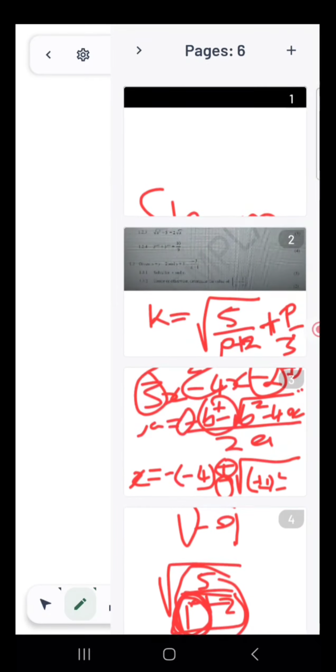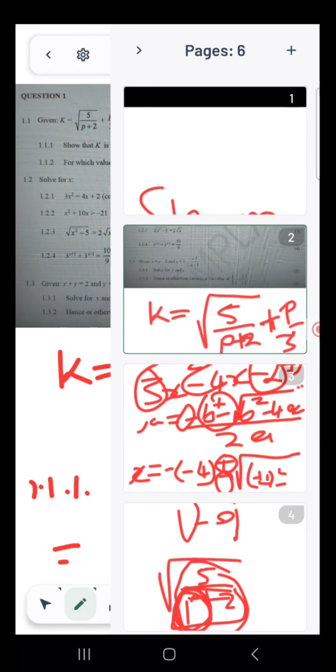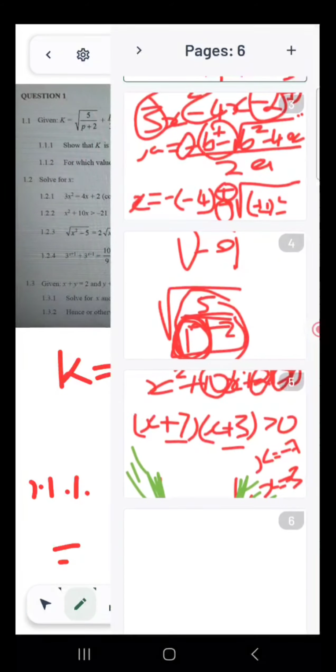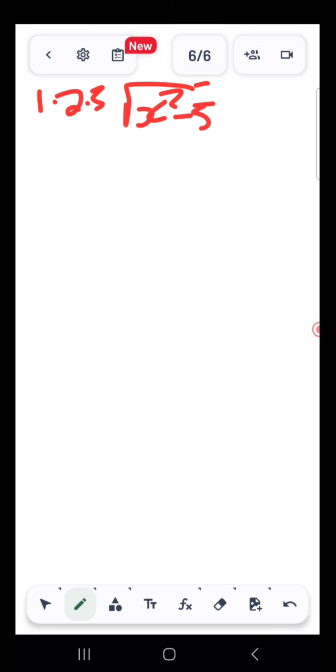And then we go to the other question. The other questions, the surds, they should be easy by now. I've explained them before. I will go through them again. So you have a surd. This is 1.2.3. Remember numbering, very important. So you have the square root of x squared minus 5 equals 2 square root of x.